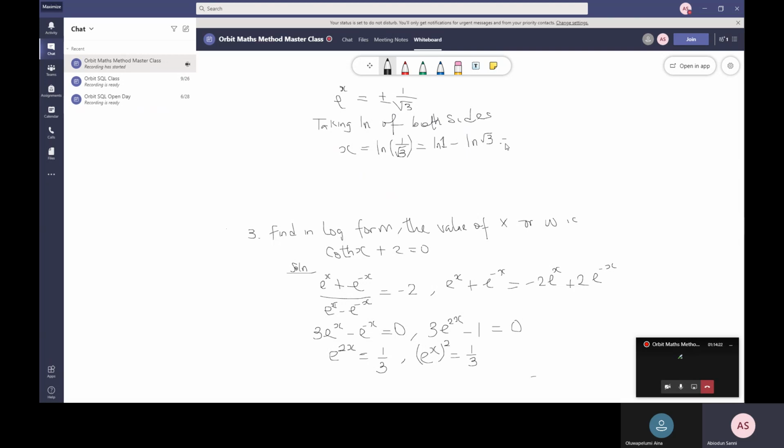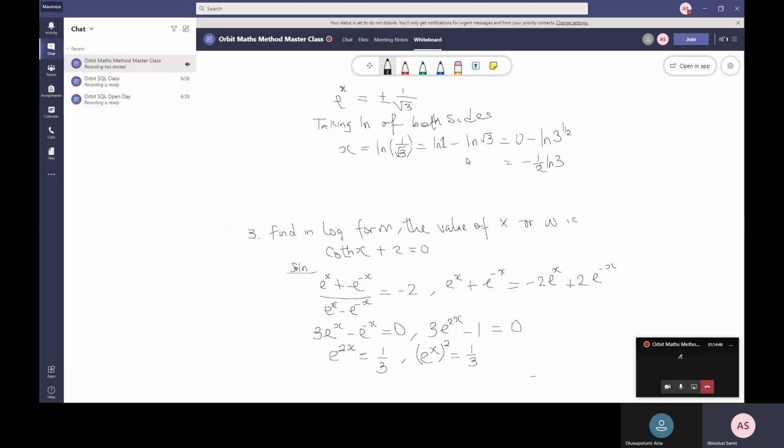And ln 1 is 0. So I have 0 minus ln 3 raised to the half, right? So this is going to give me minus half ln 3. So these are answers in logarithmic form. So very basic.